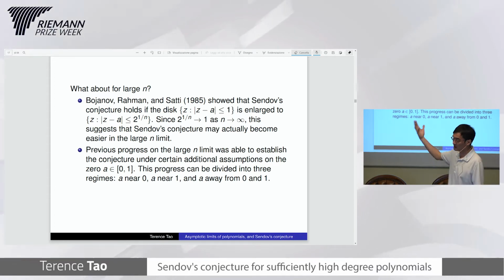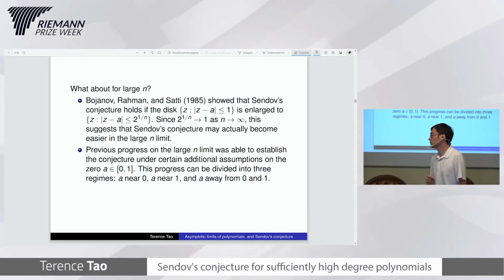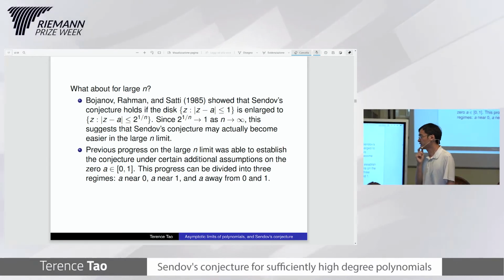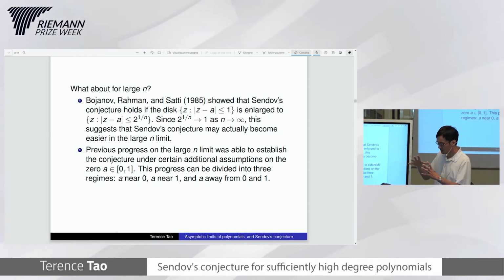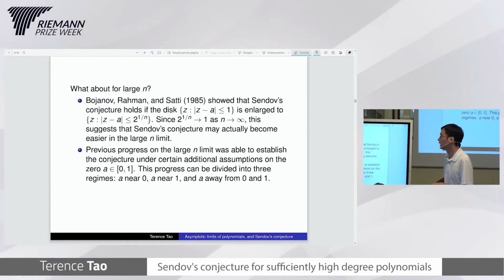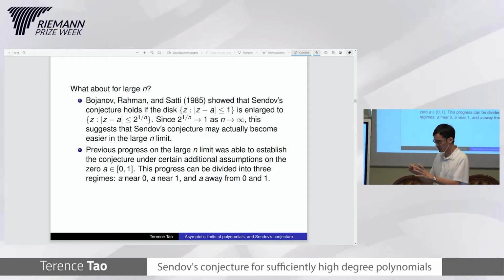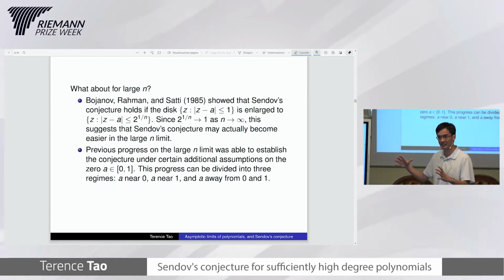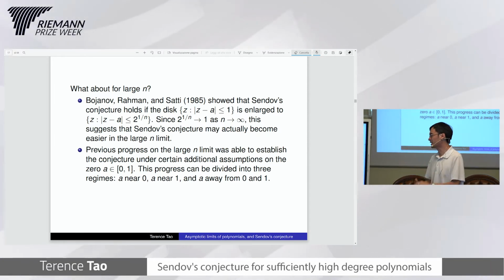Now, what about the opposite case of large degree? So there's a result of Bosana, Raman, and Sati about 40 years ago. You want to find a critical point inside the unit disk, the disk of radius 1 centered at a. If you make the disk just a little bit larger, then the conjecture is a lot easier. For example, if you take the disk of radius 2, it's very easy, because in the unit disk, any 2 points are at distance at most 2, by the triangle inequality. So you can replace 1 by 2 very easily.